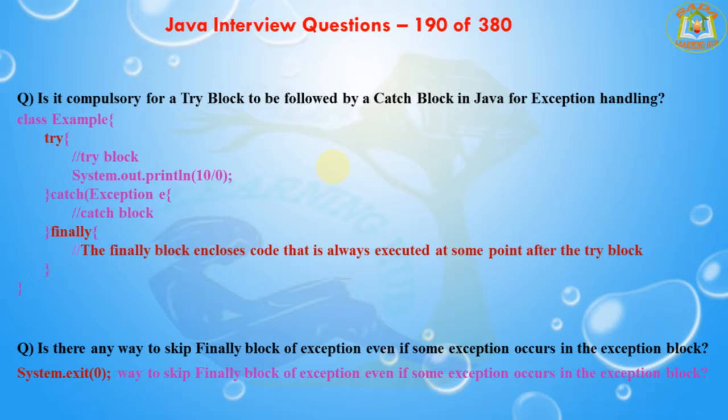A try block needs to be followed by either a catch block or a finally block or both. Any exception thrown from the try block needs to be either caught in the catch block, or any specific task to be performed before code abortion is put in the finally block.